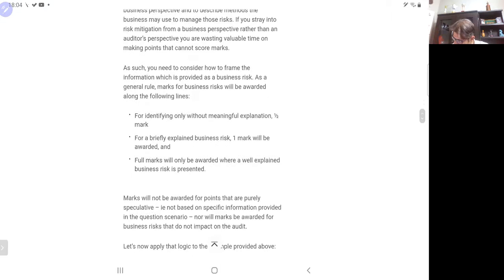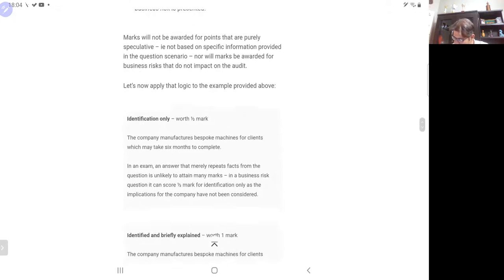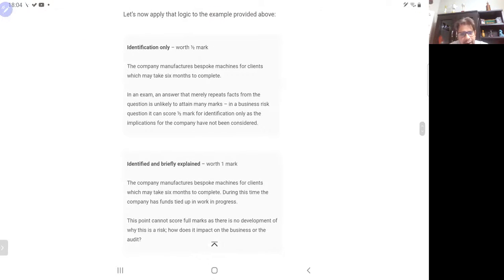Right now, see what will help you to get the maximum marks. If you identify only that the company manufactures bespoke machines for clients, which may take 6 months to complete, you just identified it. You will get half a mark for it, right? Now, identify and briefly explain that the company manufactures bespoke machines for clients, which may take 6 months to complete. During this time, the company has funds tied up in work in progress. You will get 1 mark, whereas each business risk can award you up to 2 marks.